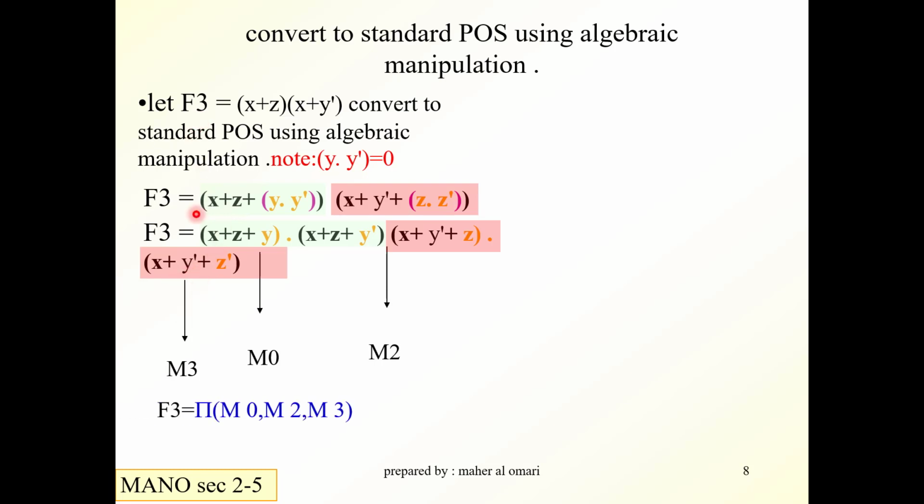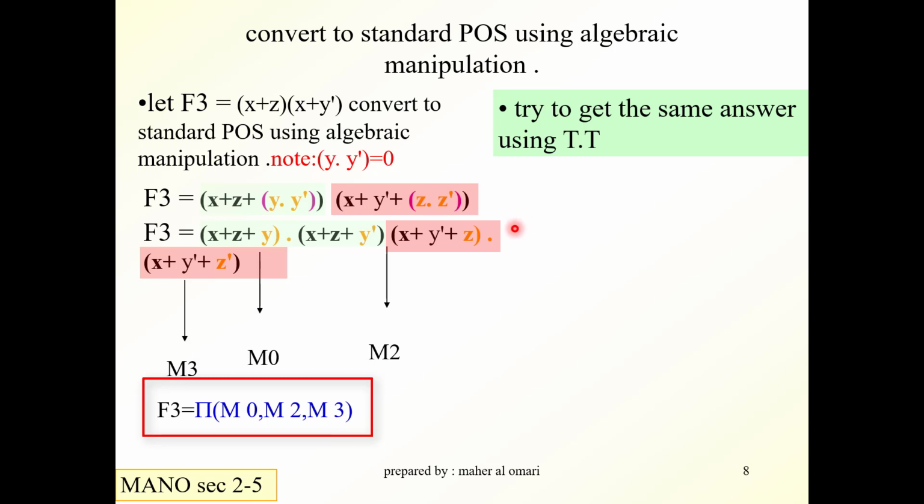So this function is equal to the product of max terms M0, M2, and M3. So we put this function in the canonical form. Okay, try to get the same answer using the truth table.